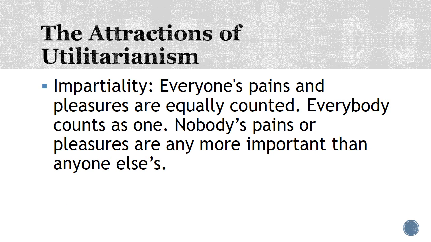So there are several things that people generally like very much about utilitarianism, some features that the theory has. These are things that people tend to like about it. The first of those is utilitarianism's impartiality. What we mean by that is that in utilitarianism, everybody's pains and pleasures are counted equally. Everybody counts as one. Nobody's pains or pleasures are any more important than anybody else's. Utilitarianism is impartial to a very extreme degree. This seems right in a moral theory.